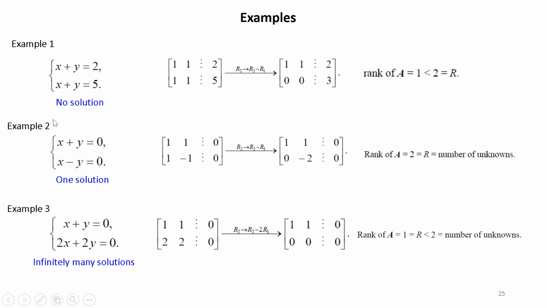So example 2 is that if I have x plus y equals 0, x minus y equals 0, then again I have to do Gaussian elimination of the augmented matrix. After that, you see that the rank of this matrix is 2, and that's why this has one solution. So finally, for this case, if I do Gaussian elimination, what you have is infinitely many solutions.